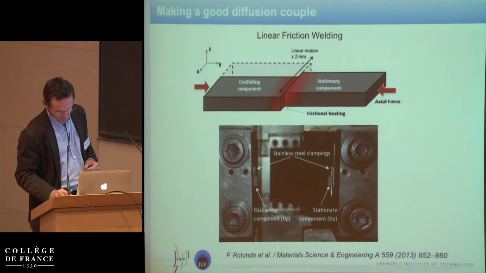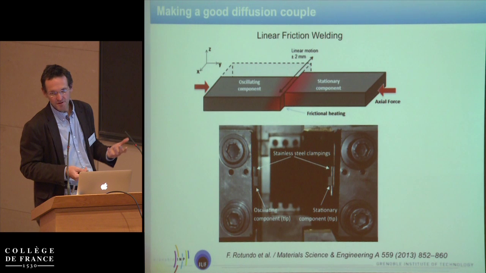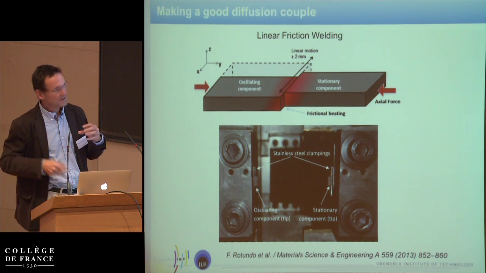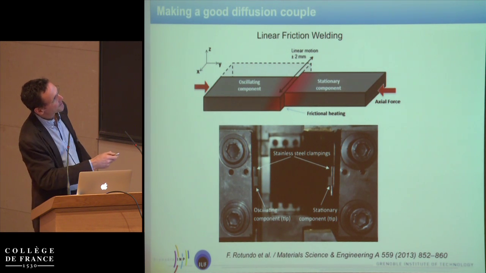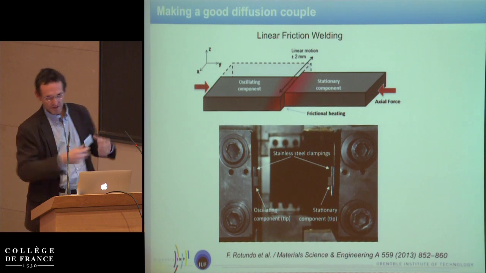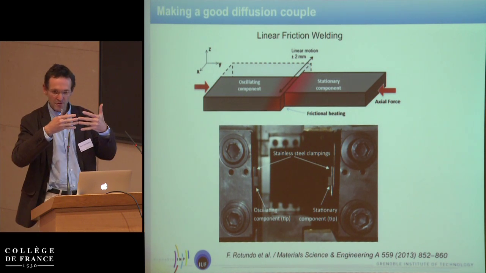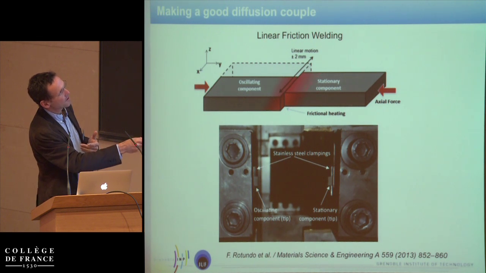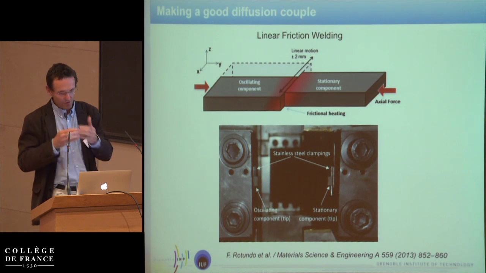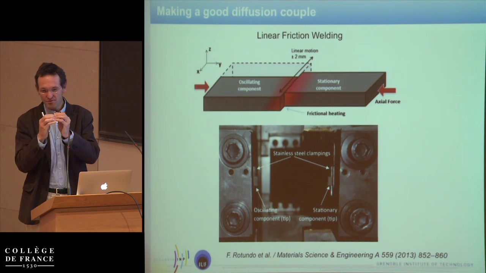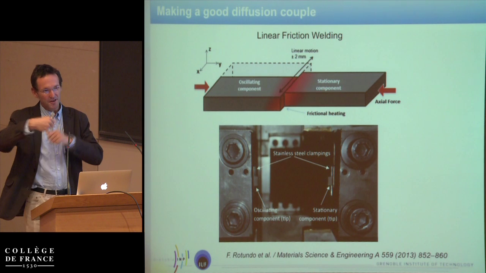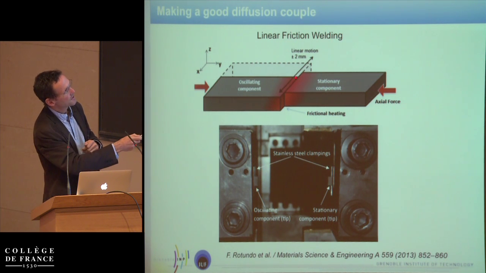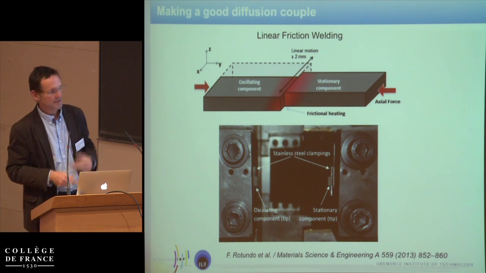An alternative, which is almost similar in concept but not rotating, is linear friction welding, where you have two components, one in front of the other, and you push them together with an axial force, and then you have an oscillation between the two. The linear motion makes friction, which makes heat; pressure makes flow, and then you get rid of the material in between, and you have a metallic bond.